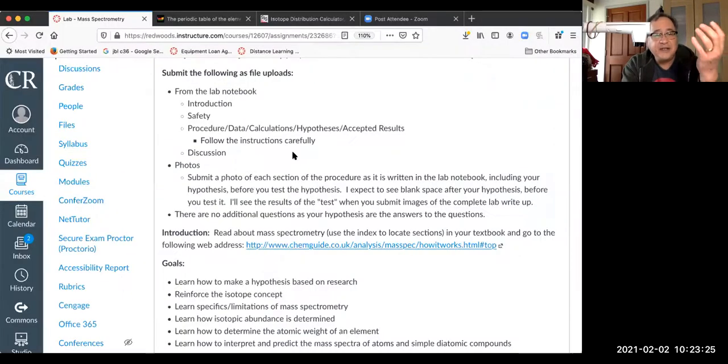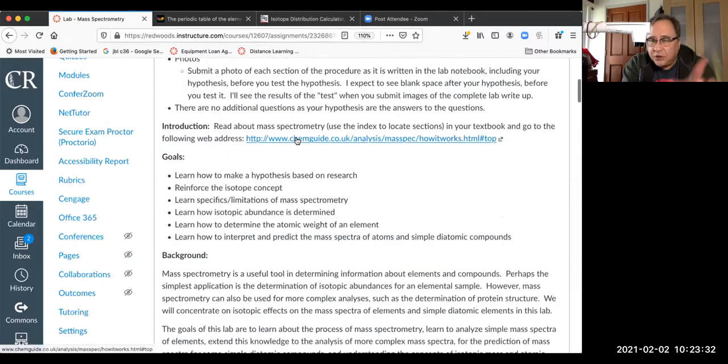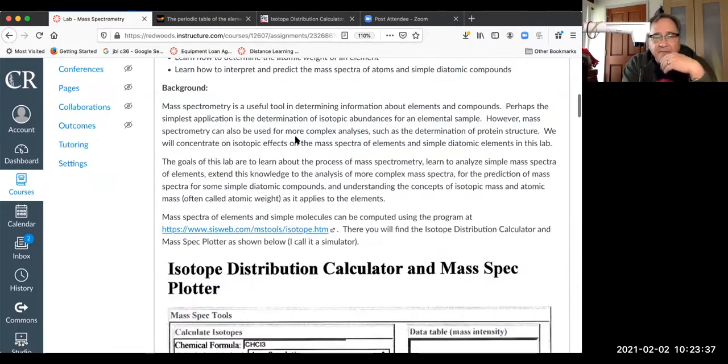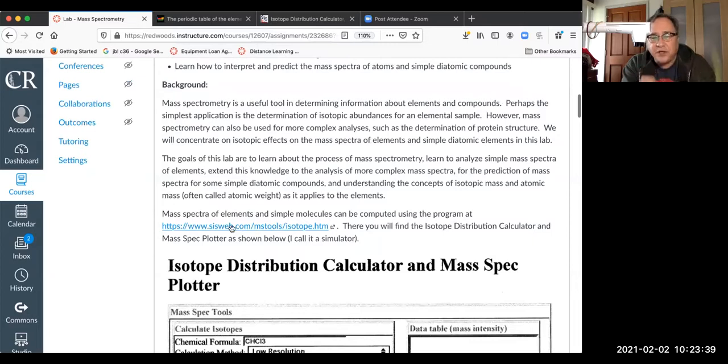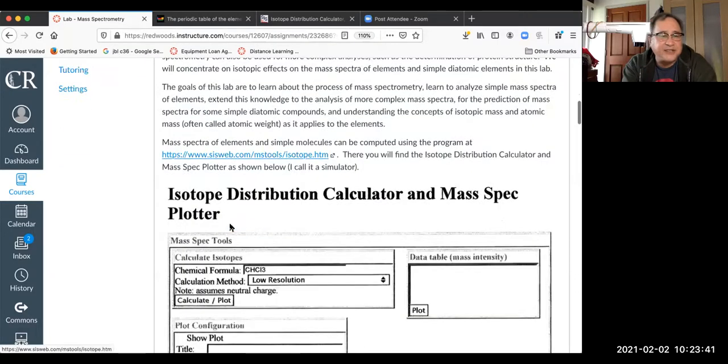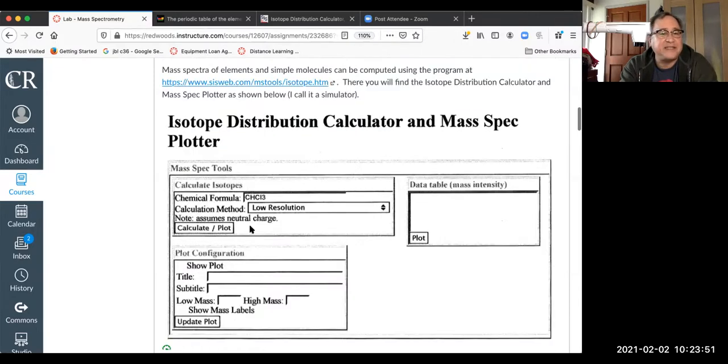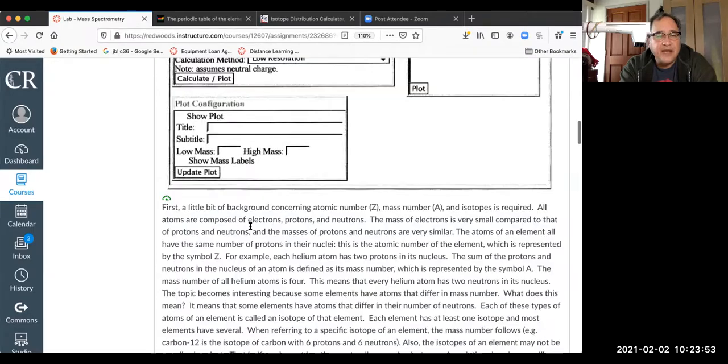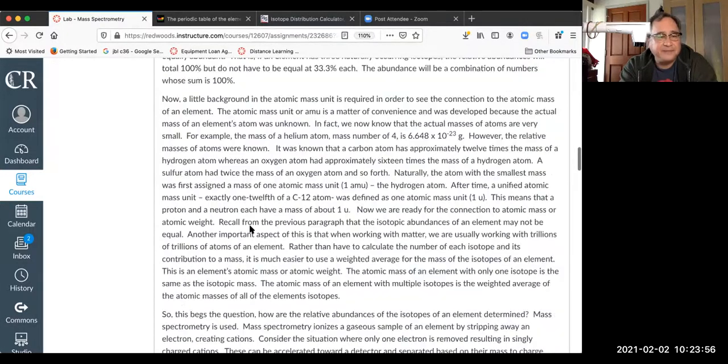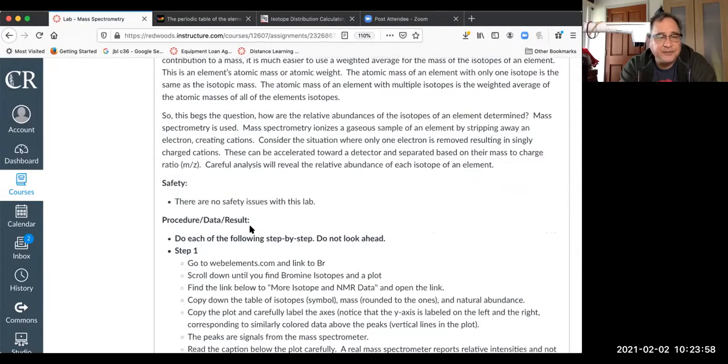And you can see that we have the stuff that we're supposed to submit. We'll come back to that. I've got this little intro you can read about mass spectrometry. I got some background. Here's one of the sites we're going to go to, www.sysweb.com. And this place, we'll see how we use it in a little bit. This is just your introduction to it and what you expect to see. And some more background. No safety issues.